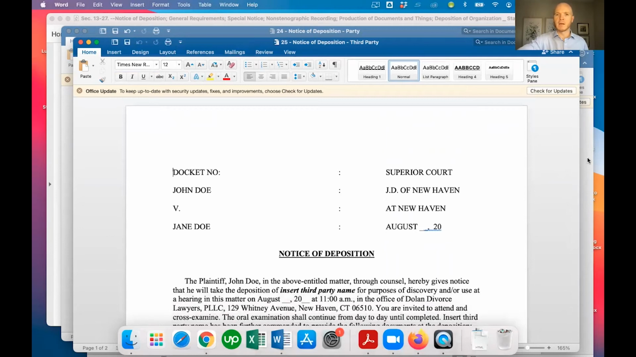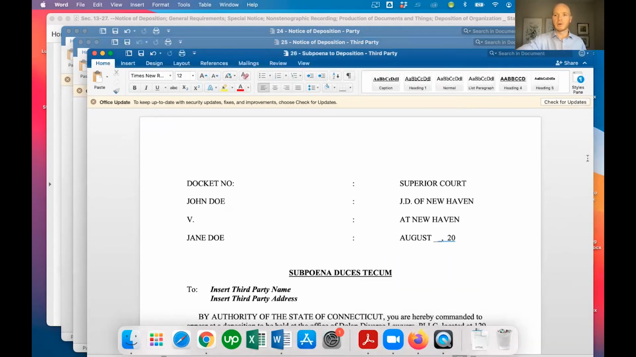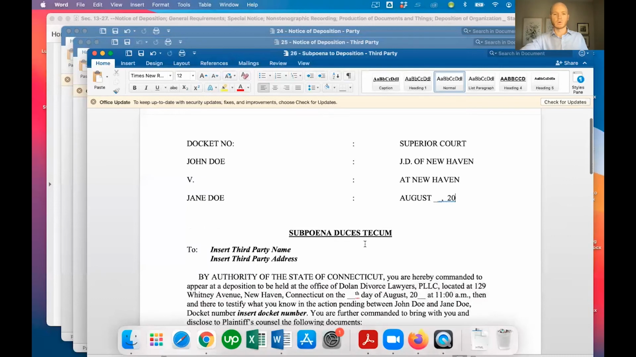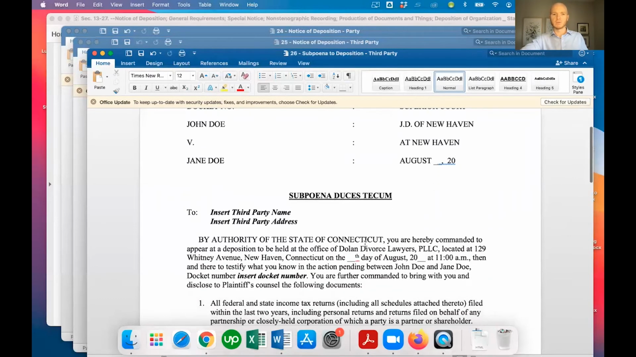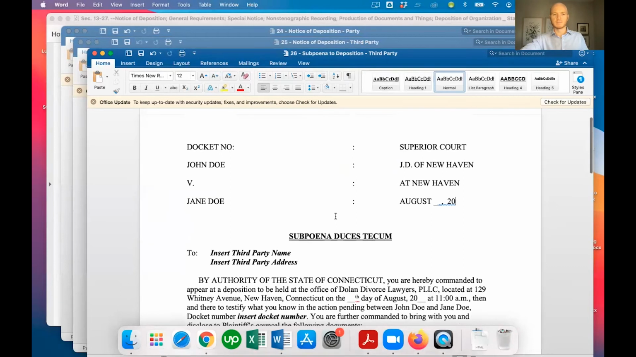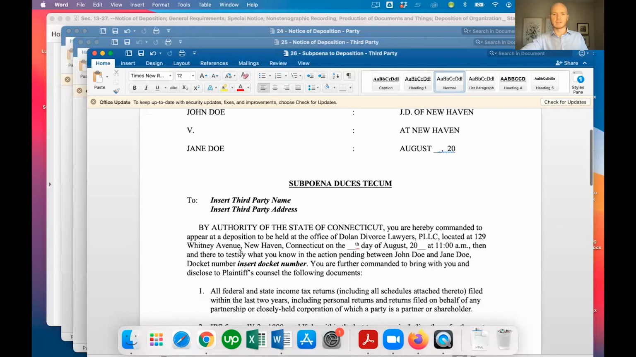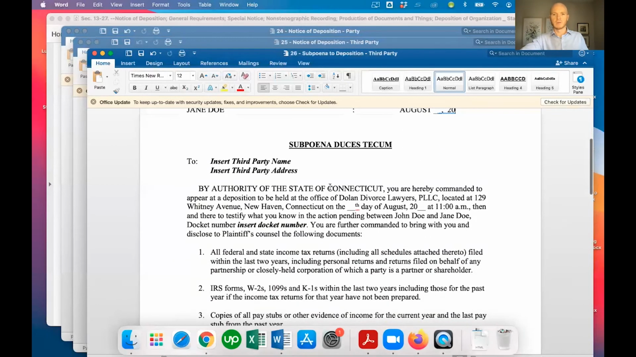Now, the difference is on a third party deposition, you also have to subpoena that witness. If you're an attorney watching this video, you can subpoena a witness. If you're not an attorney, you don't have the authority to subpoena somebody. So there's a different process where you ask the court's permission to subpoena an individual. So here's a sample subpoena, and you're just going to insert the person's name and address, and you're essentially just going to put that you're commanding them to appear at wherever the deposition is being held.